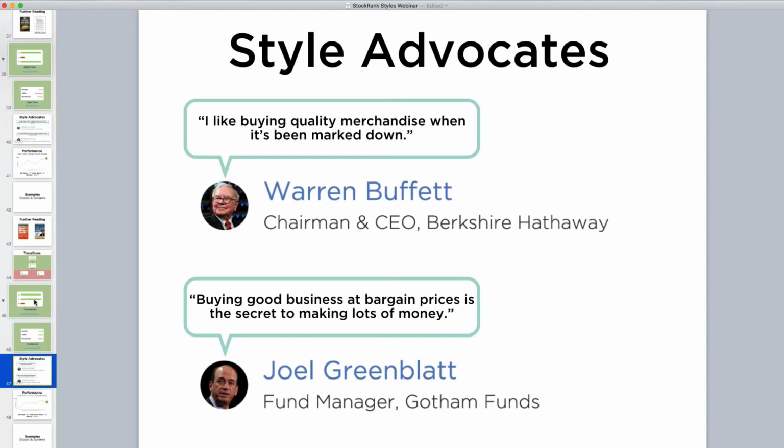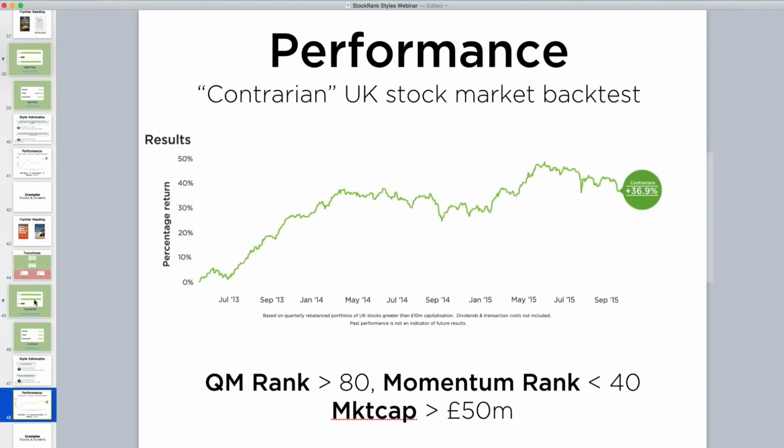Some of my favorite quotes from contrarians are from Warren Buffett. I think he said, when it comes to socks or stocks, I like buying quality merchandise when it's been marked down. Joel Greenblatt, the famous fund manager, said buying good businesses at bargain prices is the secret to making lots of money. We've actually found that this is quite a crowded strategy. There tend to be a lot of people who hunt for good quality value shares. Almost every fund manager in the world is looking for the same kind of shares. We found they do tend to outperform, but maybe not as much as when using momentum as a factor too.